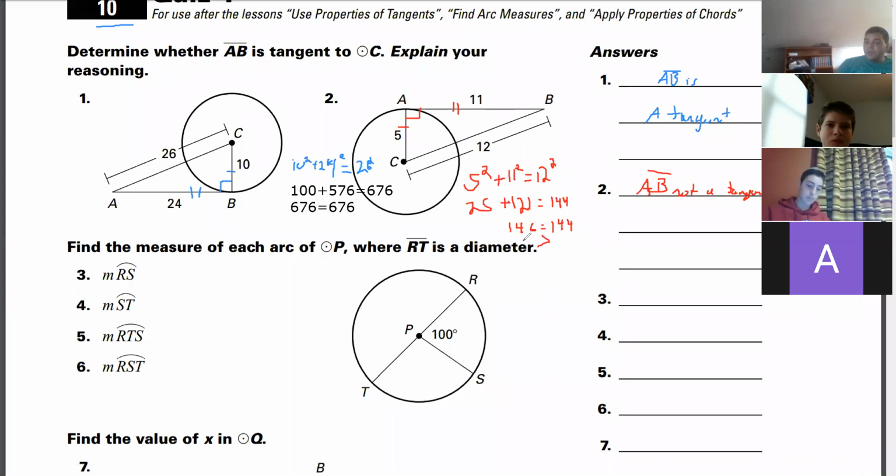A squared plus B squared is bigger than C squared. Since C squared is smaller, this would technically be acute. Just calling back some old stuff. Nothing, no big deal. All right, let's go 3 to 6.